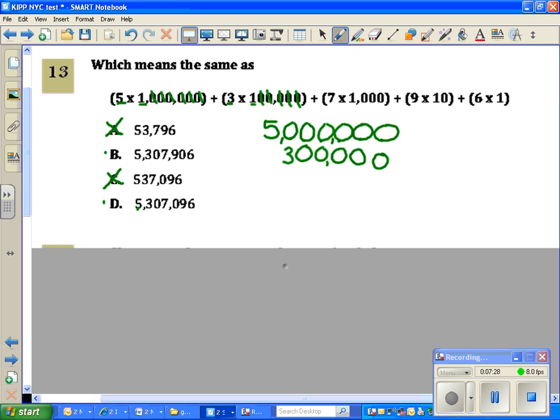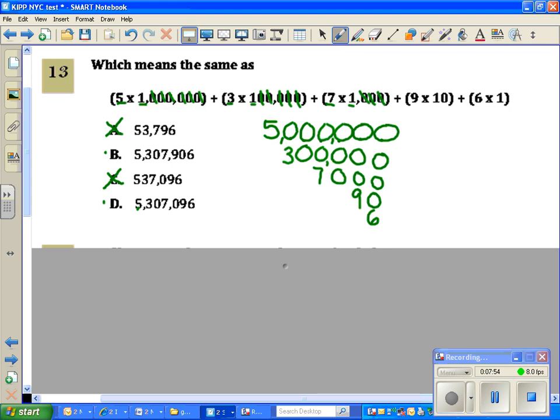I know 7 times 1,000 is 7,000. I have 1, 2, 3 zeros, so I'm going to match 1, 2, 3 zeros, and then the 7 for 7 times 1. Moving on, the next one says 9 times 10. Well, I know 9 times 10 is 90, so I'm going to put that down. And then I see 6 times 1, that gives me 6.